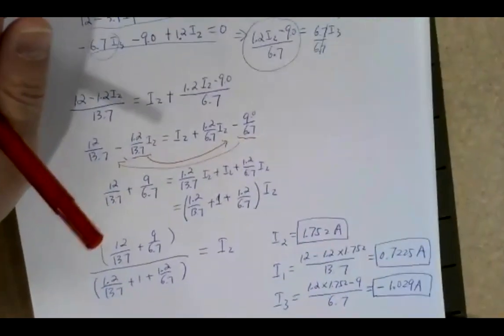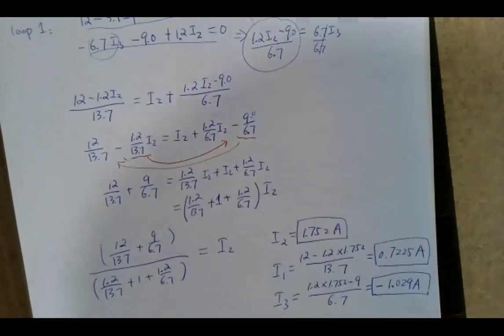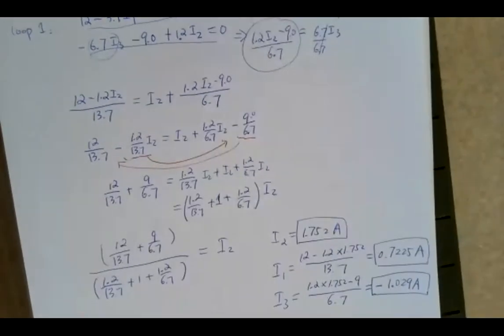So don't be surprised if you get a negative sign on your current. It just says your original assumption for the direction of the current wasn't correct.